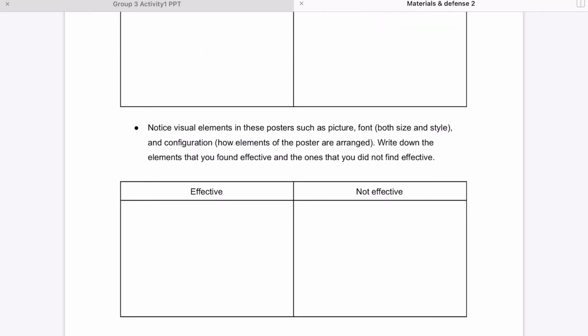Last but not least, okay, Aesop, could you read the direction? Notice visual elements in these posters such as picture, font, both size and style, and configuration, how elements of the poster are arranged. Write down the elements that you found effective and the ones that you did not find effective. Last but not least, you should check the design features. What do you see with regard to visual effects? For example, where to put the name of the club, what size of font we use, etc.